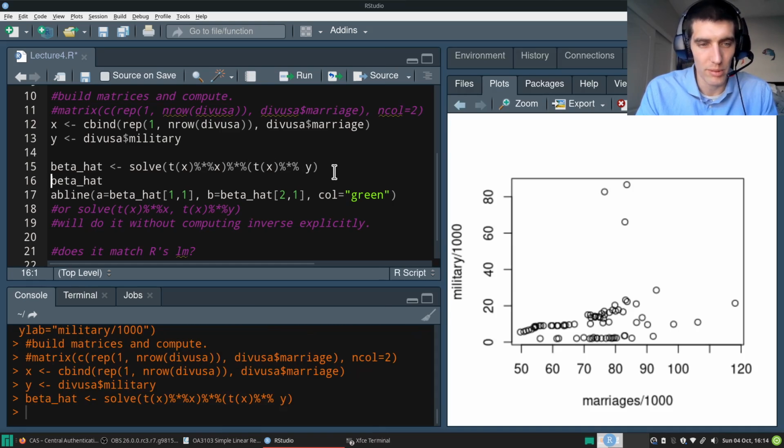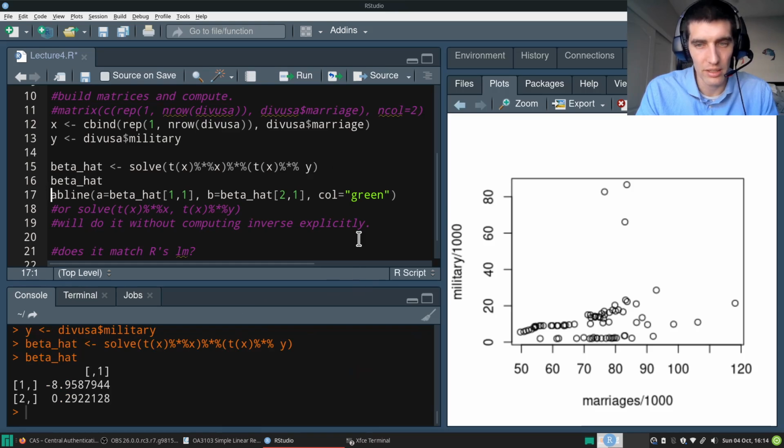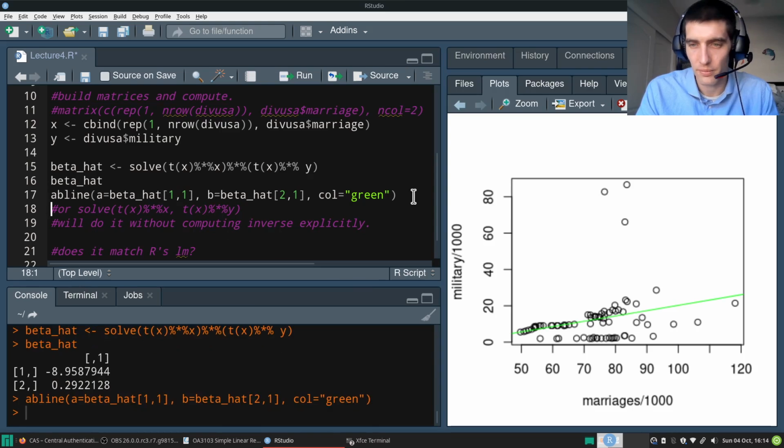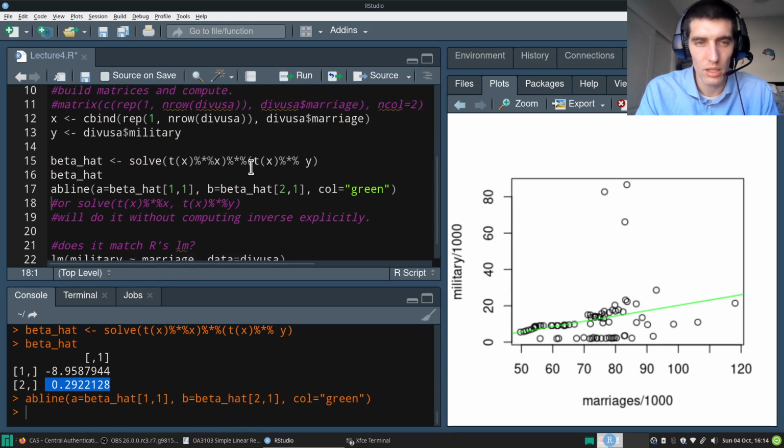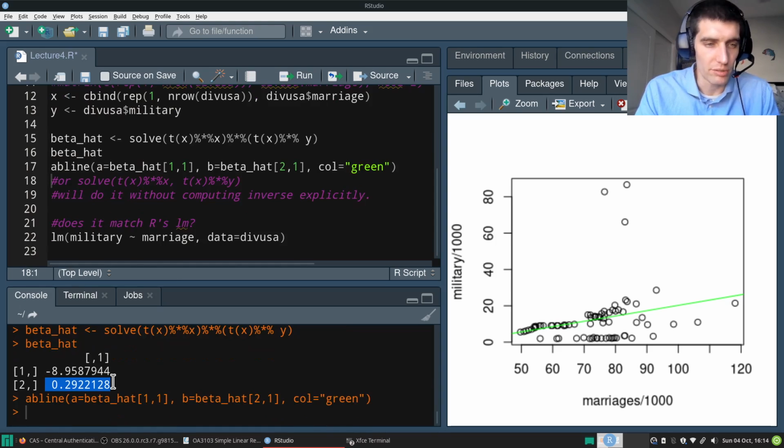This will give me my beta hat. Print it, this is what I get, and I can put the least squares line on the plot. So indeed, it looks like we have this positive trend here, because this is the intercept and this is the slope. The slope is positive. And you notice beta hat comes out as a matrix here, which is interesting. So to get beta 0 or beta 1, we have to get the first element here and the second element here, like this.